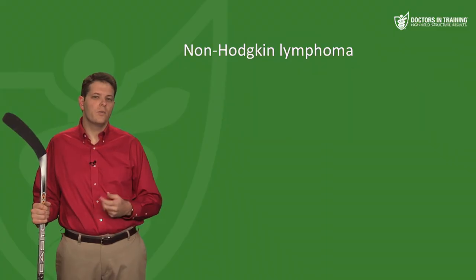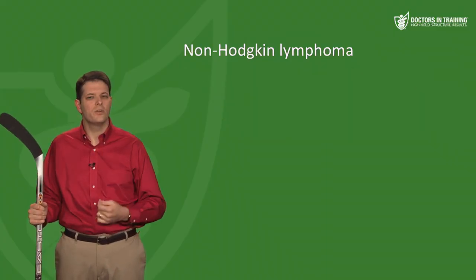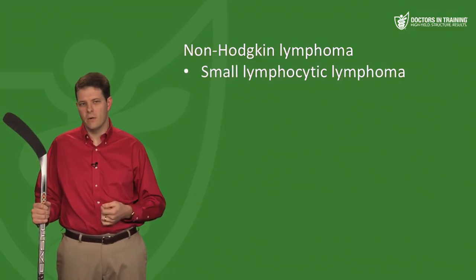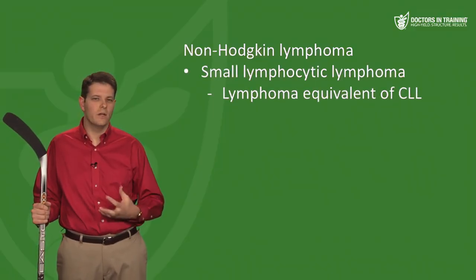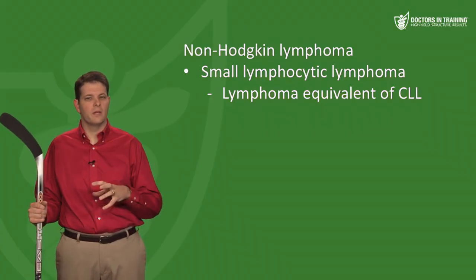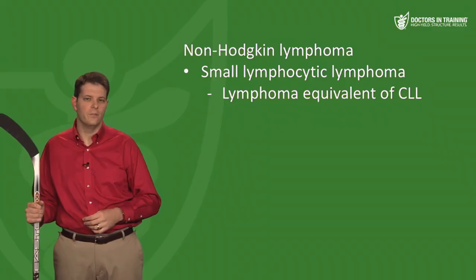I mentioned earlier that there was one form of lymphoma that was essentially identical to a form of leukemia, and that's called small lymphocytic lymphoma, which is basically the lymphoma equivalent of CLL, or chronic lymphocytic leukemia. The only difference is, again, whether you find the malignant cells in the bone marrow or the lymph nodes.